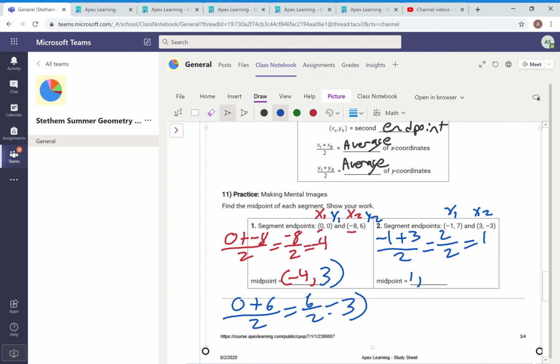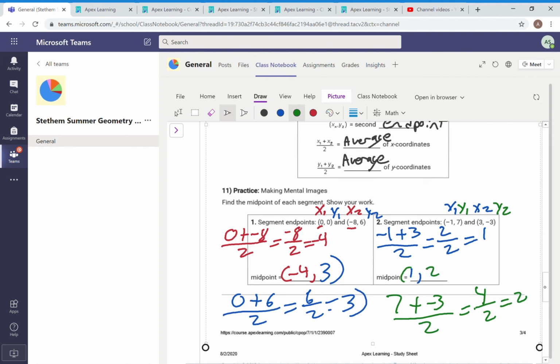It would be possible to get fraction answers. Just, obviously, if this is Apex, it's multiple choice. See if they have it as a decimal or a fraction. Either way is fine. So 7 plus -3 over 2. 7 plus -3 would give me 4 over 2, which is 2. So we end up with the point 1, 2.